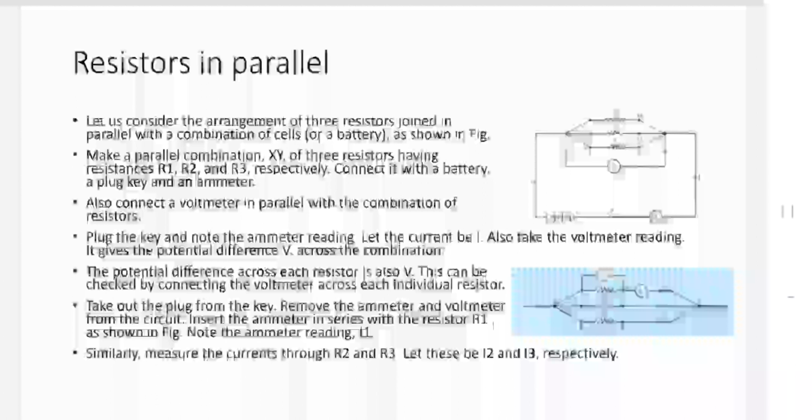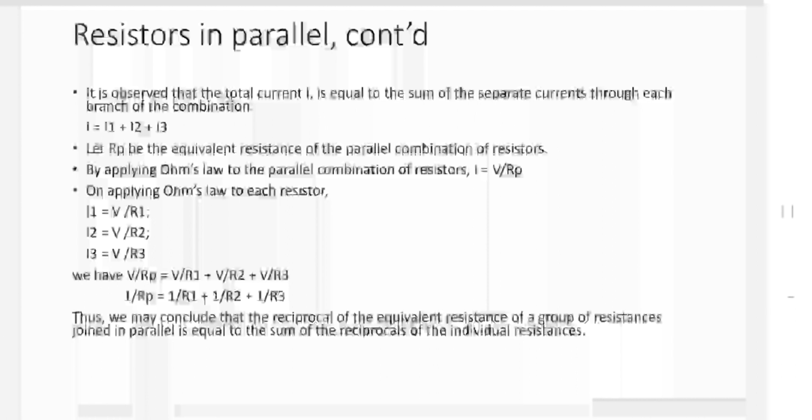But here current value is different, I1, I2 and I3, and I is the total current flowing through the circuit, that I equals I1 plus I2 plus I3, which we are getting from the observation. Right? So now apply Ohm's law for the current. V equals IR. So I equals V by R. So I1 is V by R1. I2 is V by R2 and I3 is V by R3.